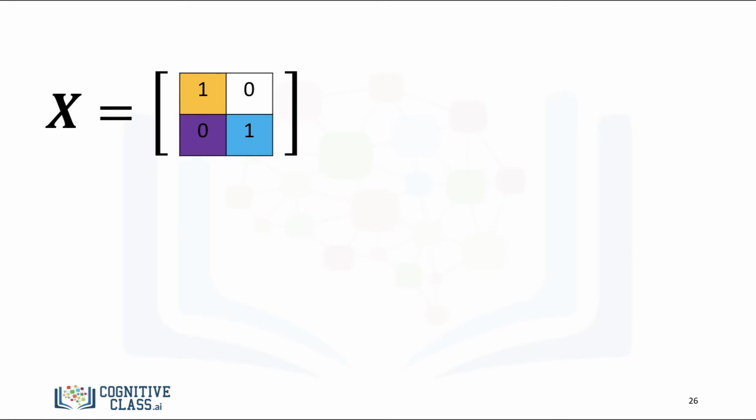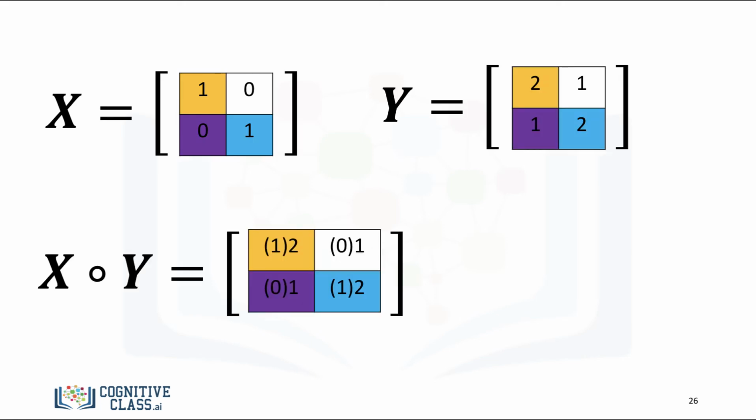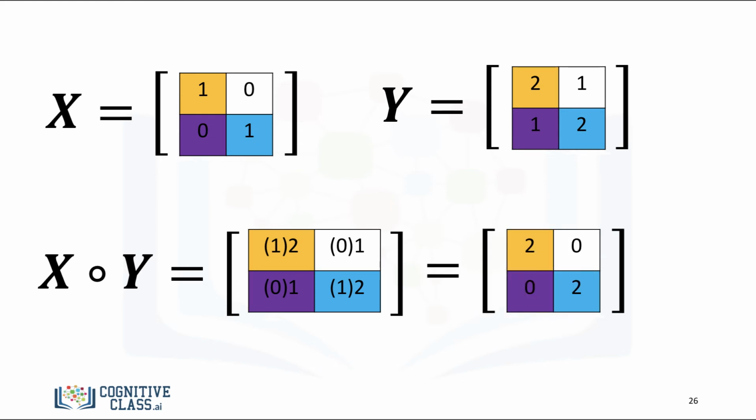Multiplication of two tensors corresponds to the element-wise product or Hadamard product. Consider the tensor X and the tensor Y. The element-wise product corresponds to multiplying each of the elements in the same position, i.e., multiplying elements contained in the same color boxes together. The result is a new tensor that is the same size as tensor X and tensor Y. Each element in the new tensor is a product of the corresponding elements in X and Y.